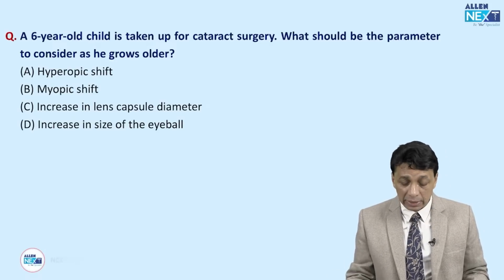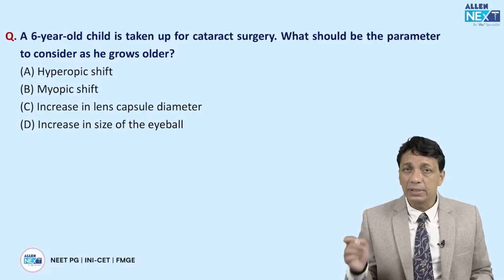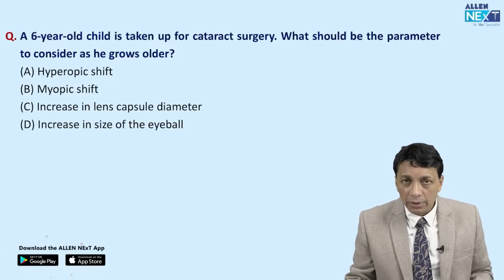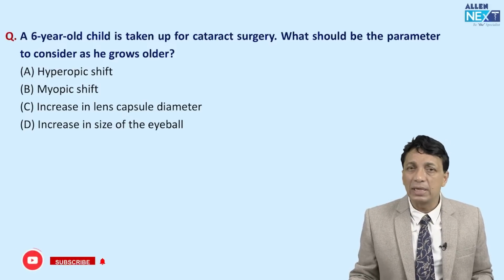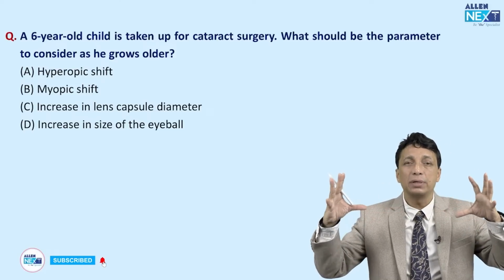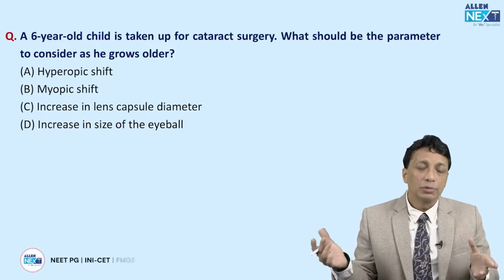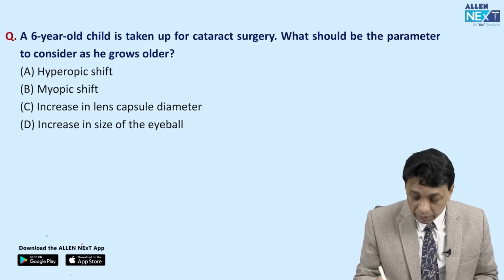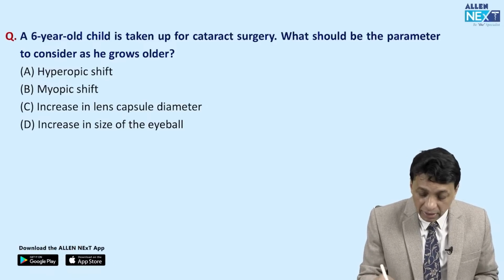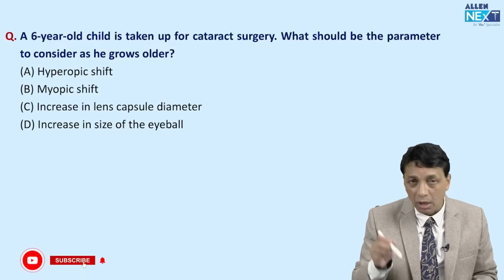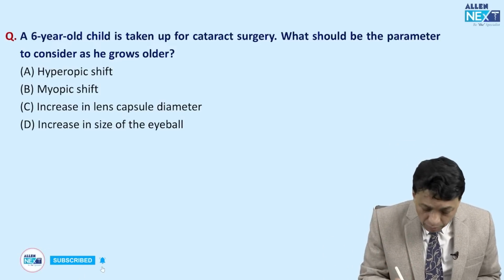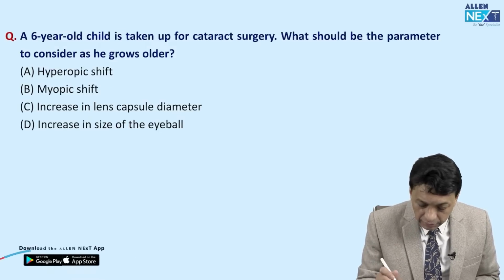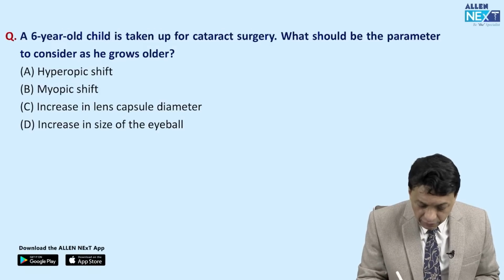Now remember the answer here. What is happening is that a cataract surgery is performed for a child for congenital cataracts. He's a 6-year-old. So the problem here is that the eyeball is growing, because it's a child, so the eyeball will grow. So increase in size is also correct. But the parameter to consider as he grows older is not just the increase in size of the eye, but what does it lead to? It leads to this problem called myopic shift. This is B, myopic shift, the correct answer.